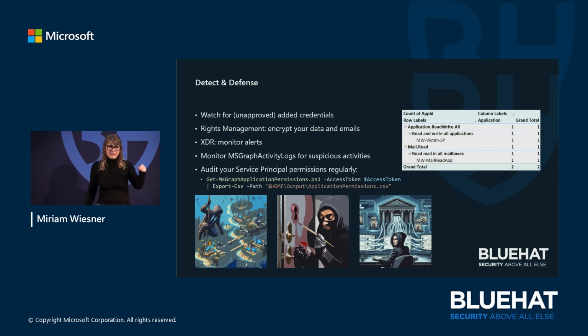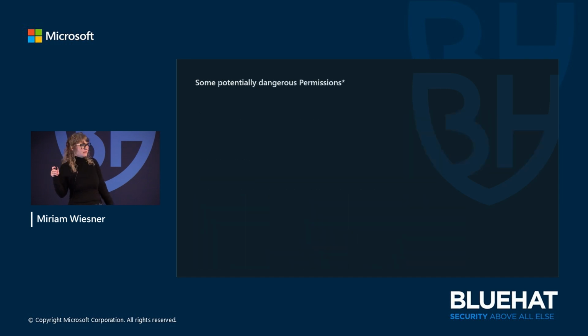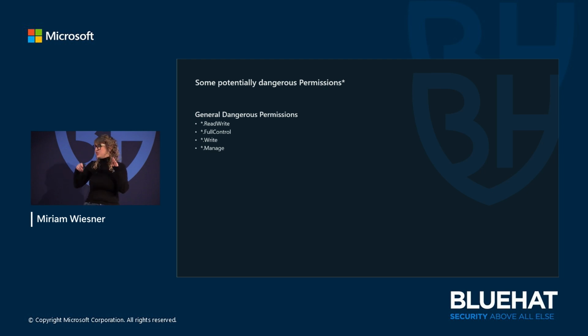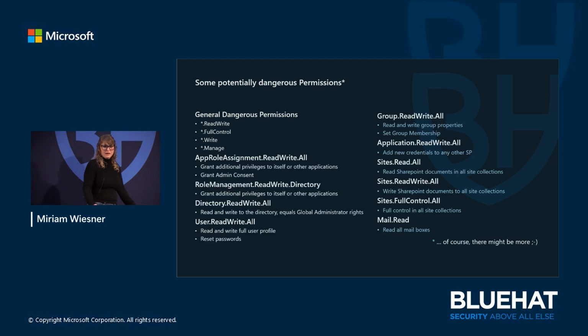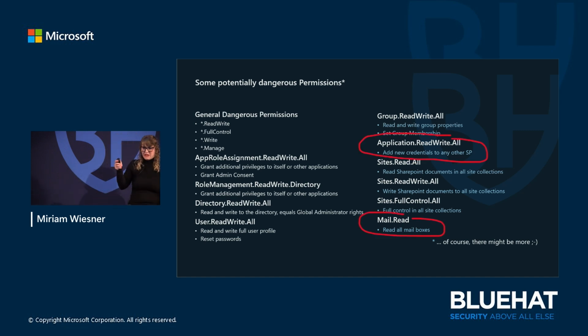Export the data in a CSV, import it into Excel, and use a pivot, Power Pivot, to audit and understand what is there. Basically, everything that can change anything is dangerous or can be dangerous in the wrong hands. Everything here is also on GitHub. We looked at application read, write all, and mail read in this presentation.